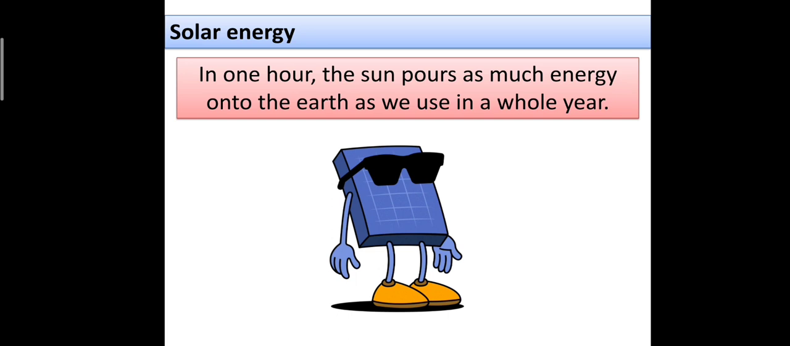Next we will go to solar energy. In 1 hour the sun pours as much energy onto the earth as we use in a whole year. Can you imagine? If it were possible to harness this colossal quantum of energy, humanity would need no other source of energy. We would not need any other source if we could use this energy fully.